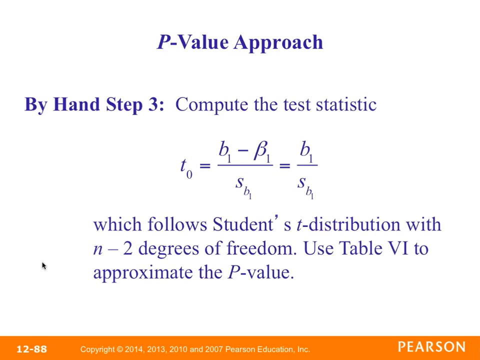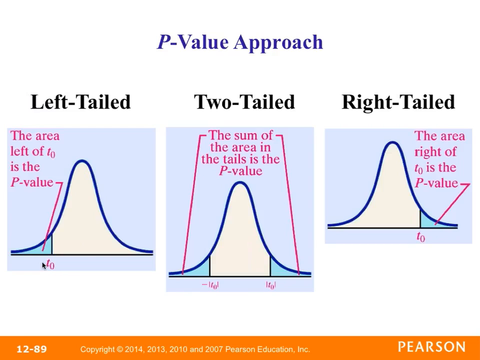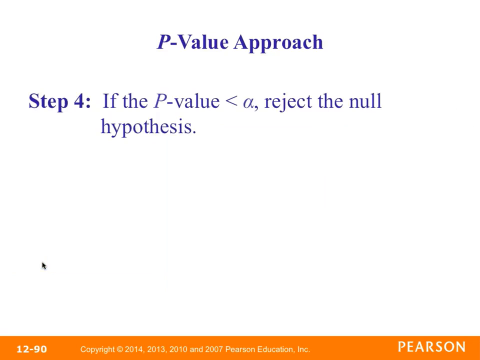And that's just going to be b1 over s b1. This follows the student's t distribution with n minus 2 degrees of freedom, and we use table 6 in order to approximate the p-value. So with the p-value approach, you're used to seeing all of this. You should know what left-tailed, right-tailed, and two-tailed tests look like at this point.